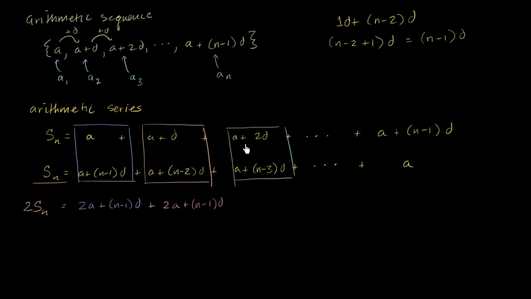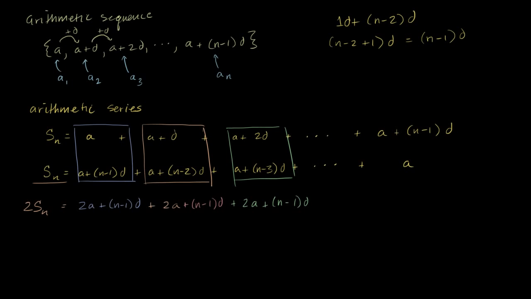And I think you're going to see a pattern here. It's 2a, so plus 2a plus, if I have 2 plus n minus 3 of something, if I have n minus 3 of something, and then I add 2, I'm going to have n minus 1 of that something. So plus n minus 1 times d.